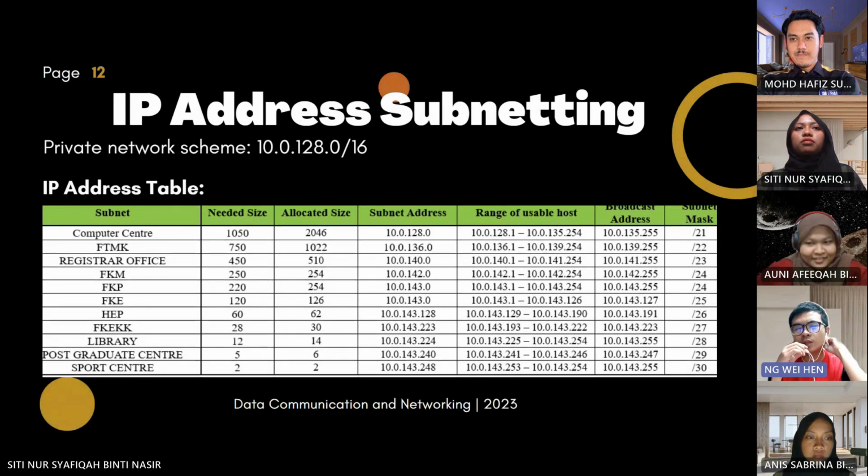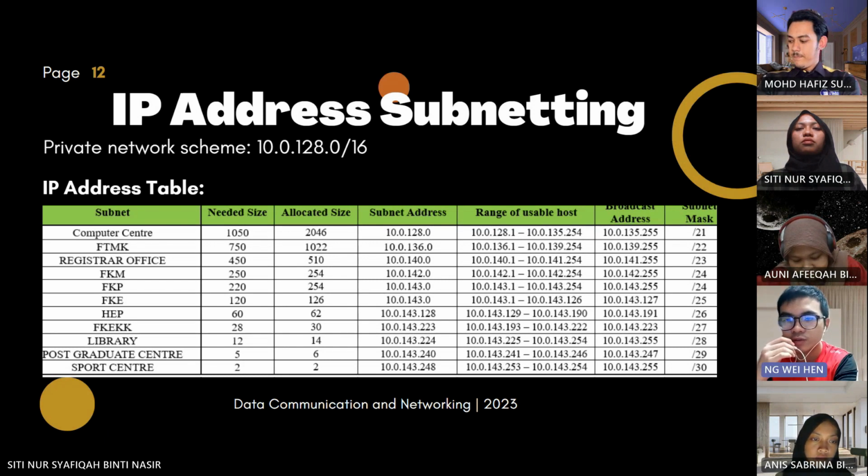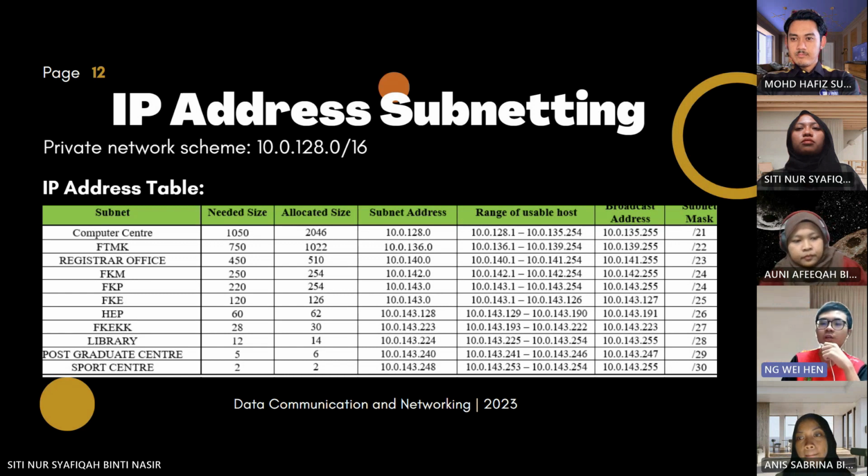So in this project we have to calculate for 11 subnetworks, including the computer center and several faculties like FDMK, FKM, FKP, FKE, and FKEKK, and also several buildings like the register office, library, HEP, postgraduate center, and sports center. So these are the IP addresses after we do the calculations above, and we have all the data we need, like needed size, subnet address, range of usable hosts, and broadcast address.